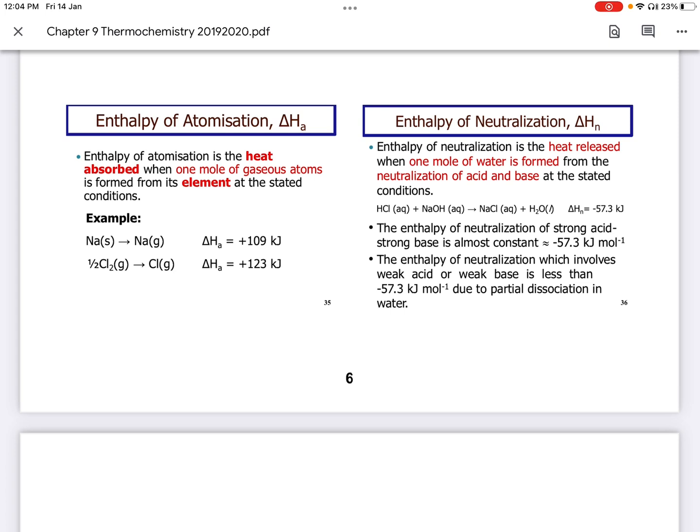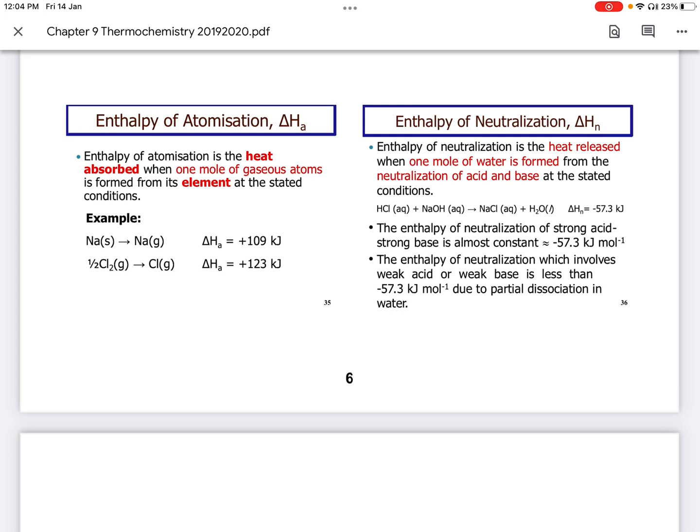Okay? So in this case, the value is negative 57.3 kilojoule per mole. Untuk information, the enthalpy of neutralization kalau melibatkan strong acid and strong base, almost constant negative 57.3 kilojoule per mole. Ada buku yang claim negative 57.6 lah, dia lebih kurang sama lah.